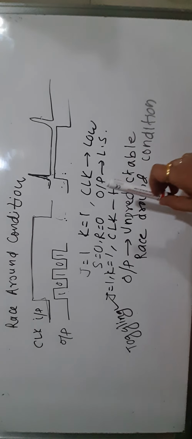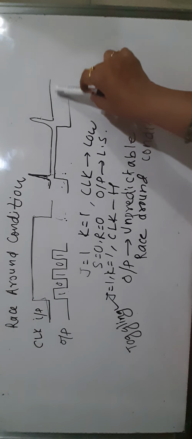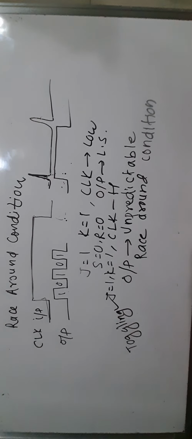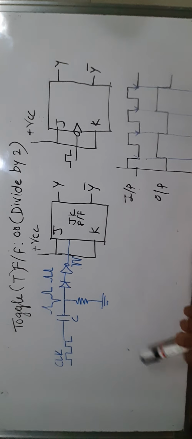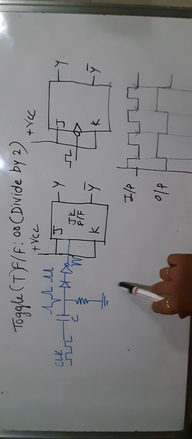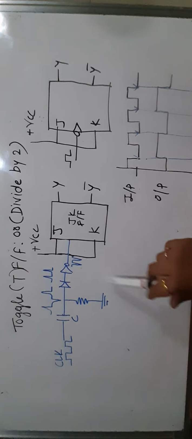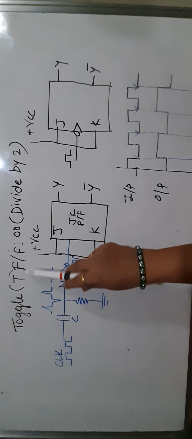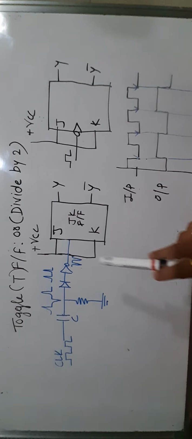So how can we avoid race around condition? By using an edge triggered flip flop or edge triggered clock. We know in the case of JK flip flop, toggling is the state when J and K both are 1 1, then the output continuously changes from 0 to 1 and 1 to 0. So by making use of that toggling state, the next flip flop is designed, which is known as toggle flip flop or T flip flop, or it is also known as divide by 2 flip flop. That I will tell you later.